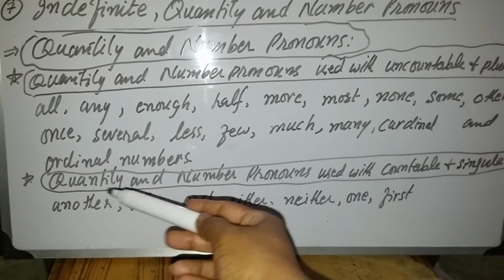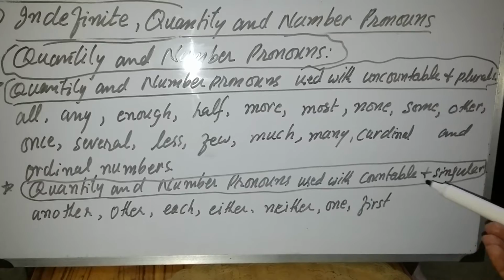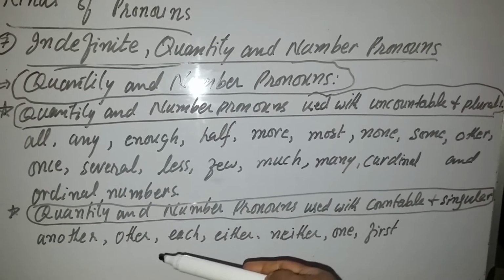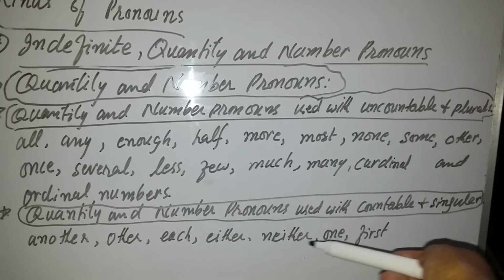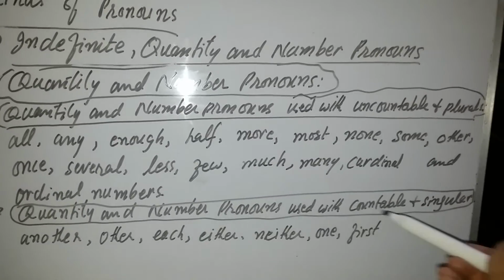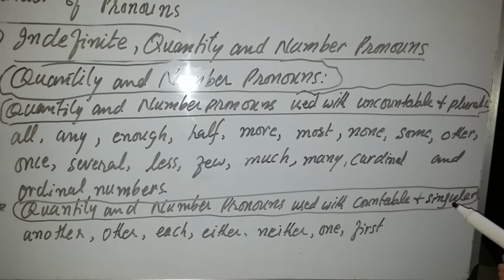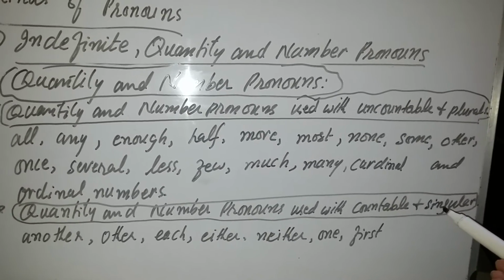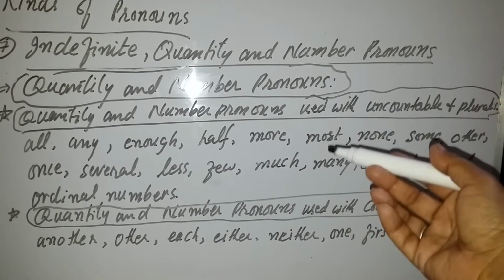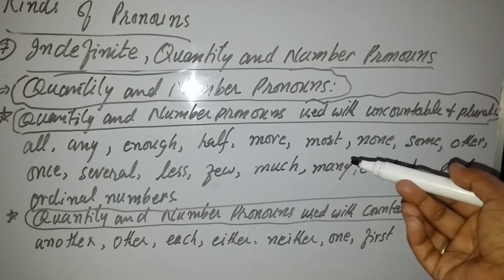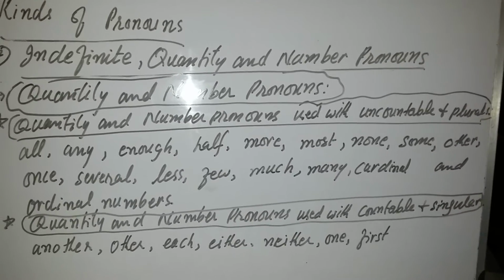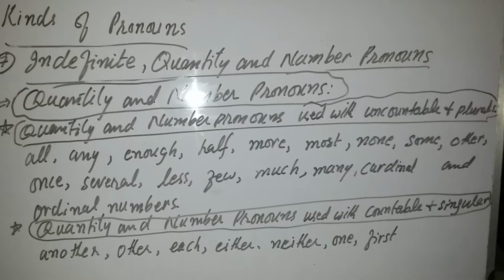Now quantity and number pronouns used with countable and singulars. These are another, other, each, either, neither, one and first. These are all those pronouns which we use with countable and singular nouns. Now I'll give you a few examples from these quantity and number pronouns, so that it is clear to you how they are used in different sentences.